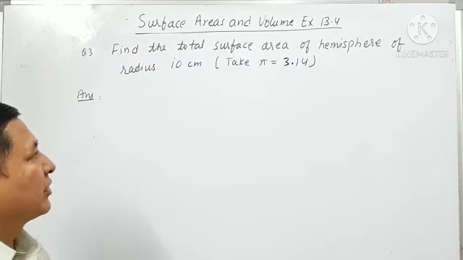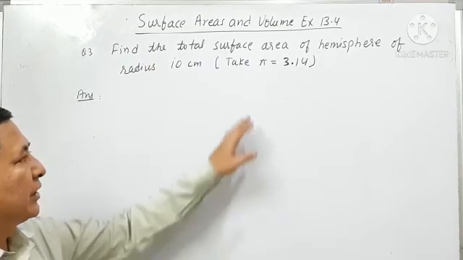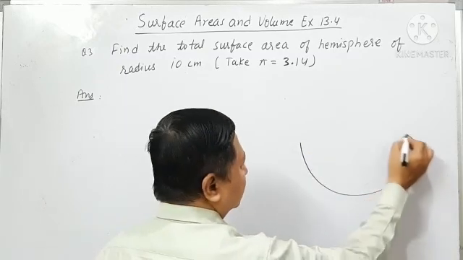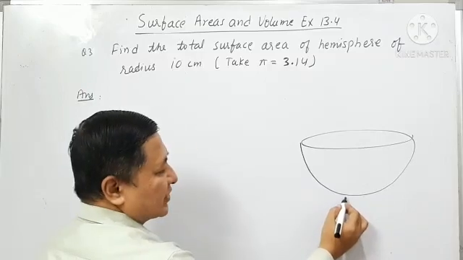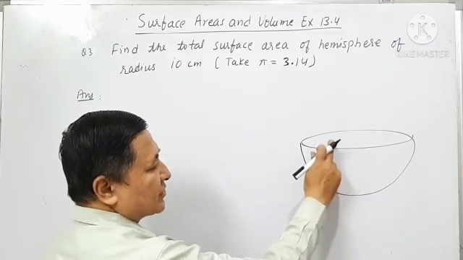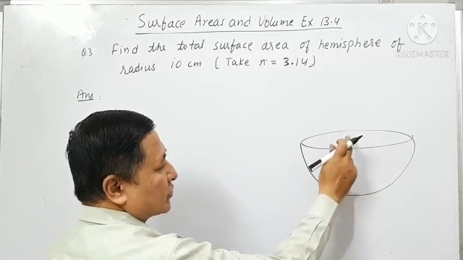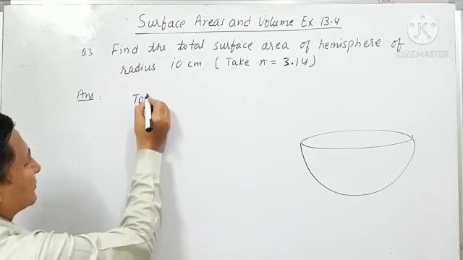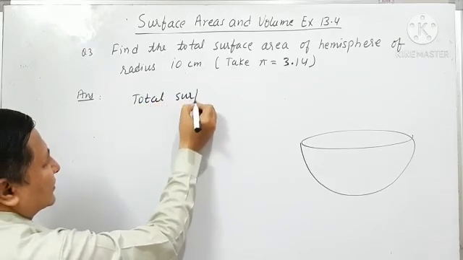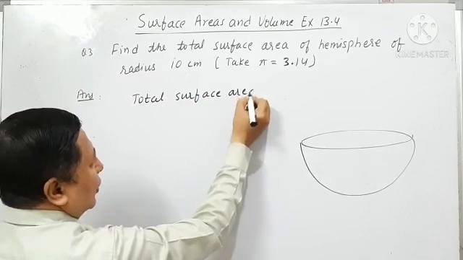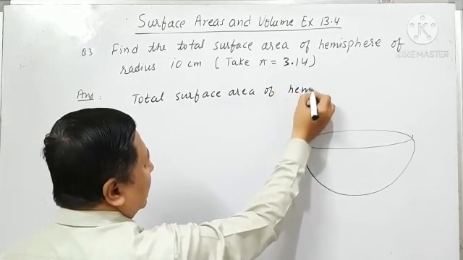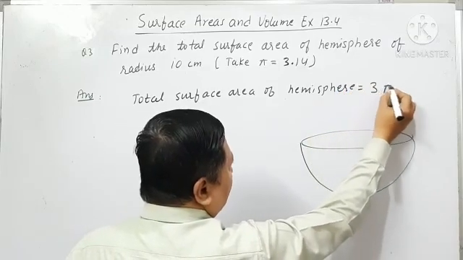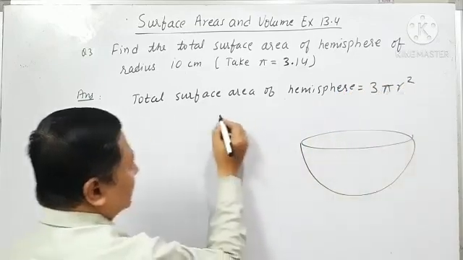Now let us take question number 3 of this exercise. Find the total surface area of a hemisphere of radius 10 cm, and we have to take the value of pi equal to 3.14. This is a hemisphere, and the curved surface area we know is 2 pi r square, and the surface area of this flat part is pi r square. So pi r square plus 2 pi r square is 3 pi r square. So the total surface area of a hemisphere is given by the formula 3 pi r square.